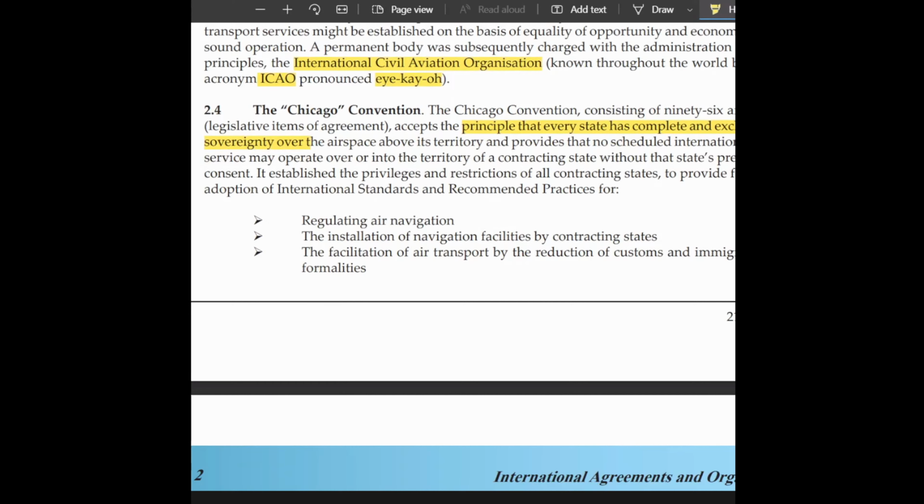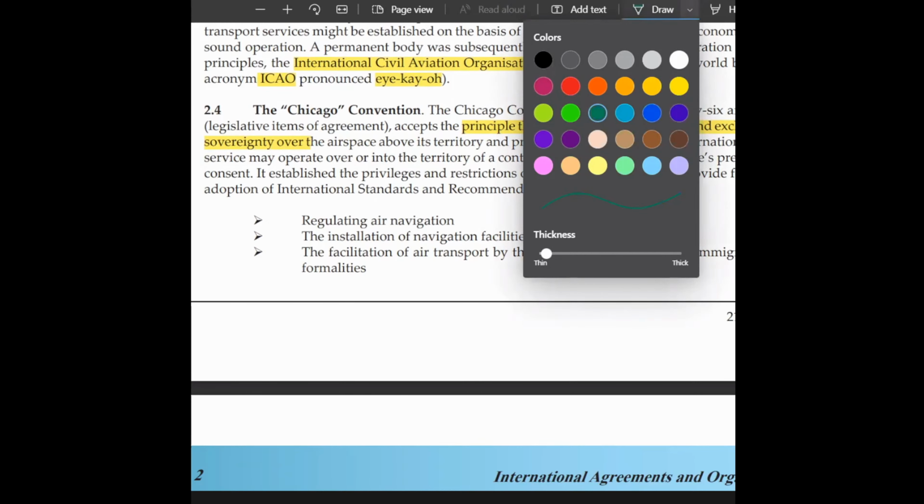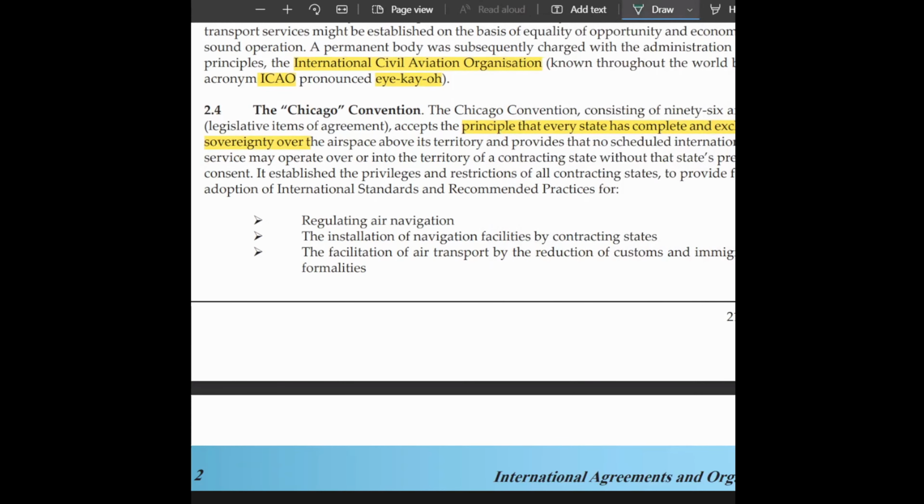So the principle says that every state, like for example India, okay, if we just assume that this is India, something like this, the Indian airspace is going to be about this much, and is going to go up in height as well, like infinite. Oh, infinite. So that is the Indian airspace. Correct. Okay. Now just read the line that I've highlighted.